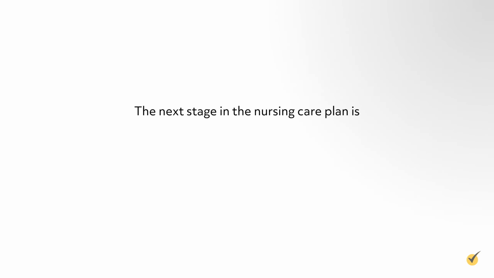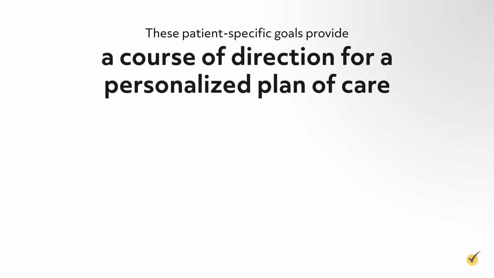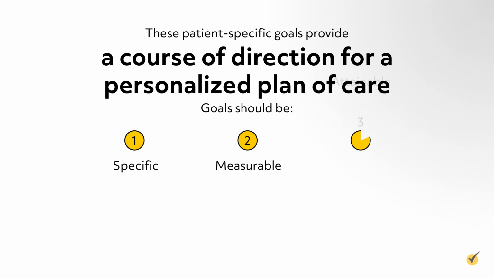The next stage in the nursing care plan is the planning stage, where goals and outcomes are formulated. These patient-specific goals provide a course of direction for a personalized plan of care. Goals should be specific, measurable, attainable, realistic, and timely.